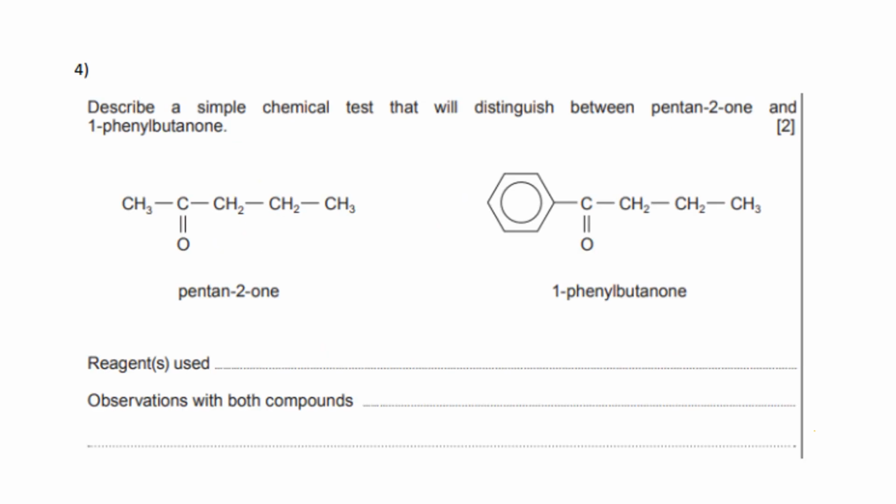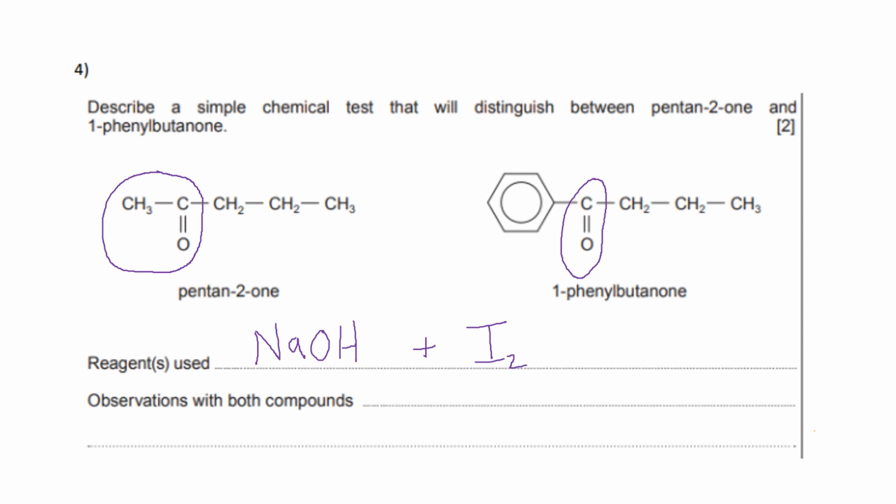On the next question here, you've got two compounds, pentan-2-one and 1-phenylbutanone. And you have to suggest a simple chemical test that will distinguish between the two molecules. Now, they both contain ketone groups. However, if we look at the one on the left, the ketone group is next to a CH3. This is called a methyl ketone. Whereas in 1-phenylbutanone, the C=O is not next to a CH3, it's next to a CH2. And the reagent that you use to identify a methyl ketone is sodium hydroxide, NaOH, and iodine. And effectively what happens is the hydrogens of the CH3 are substituted by iodines, and you end up kicking out CHI3.